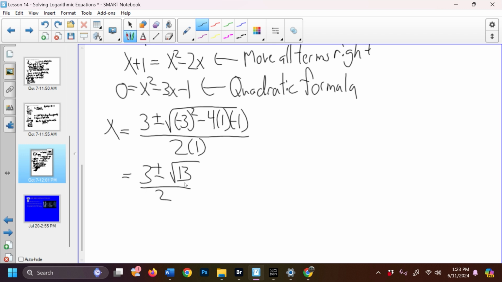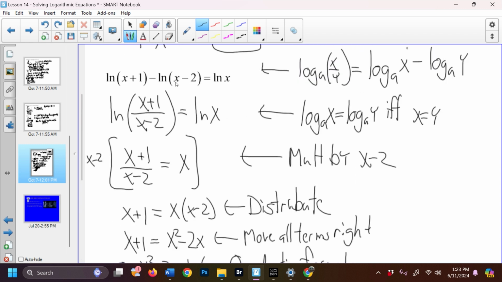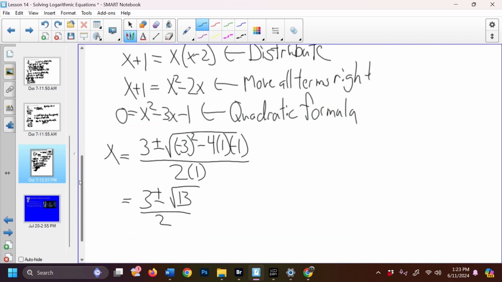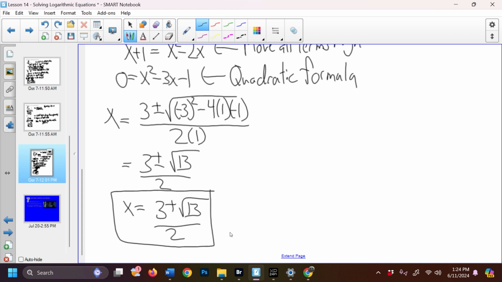When I come down here, the square root of 13, I don't know what that is exactly, but I do know that it's more than the square root of 9. The square root of 9 is 3. So when I do the negative here, 3 minus the square root of 13 will give me a negative value. And since it's a negative value already, when I subtract 2 from a negative value, that result will be negative, so I cannot take that as my final answer. So my final answer can only be the positive. And so that is our final answer. That is the exact answer.